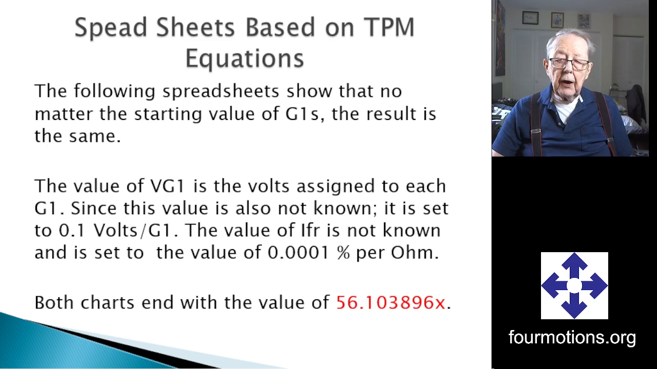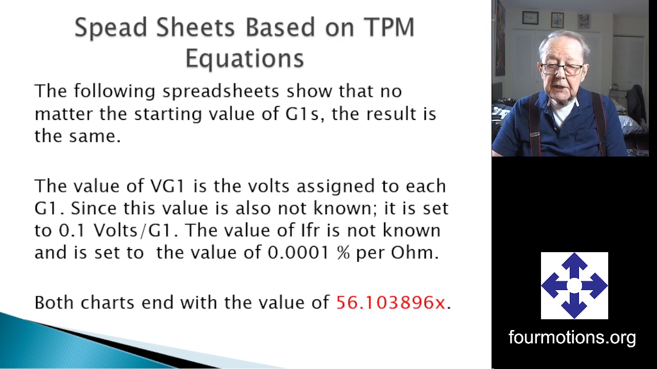The value of IFR, the interaction factor of a resistor, is not known, and it is set to 0.0001% per ohm. And you'll notice that when we look at the spreadsheets, the charts all end in 56.103896, X being different in the two.